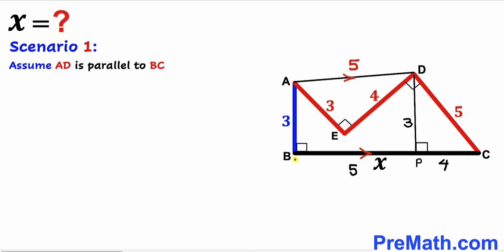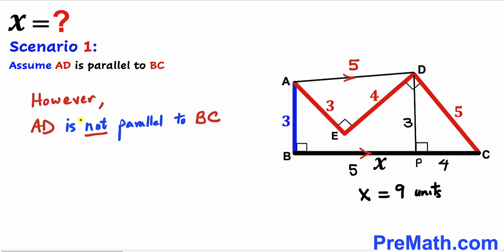Now let's make an observation. The whole BC length is represented by X. So X is going to be equal to the sum of these two segments, 5 and 4. So X is going to be equal to 9 units for this scenario 1. However, we know that AD has not been given to us as parallel to BC. So we are going to rule out this very first scenario.